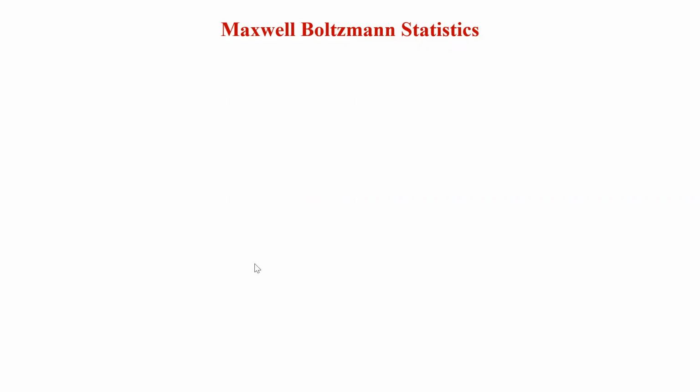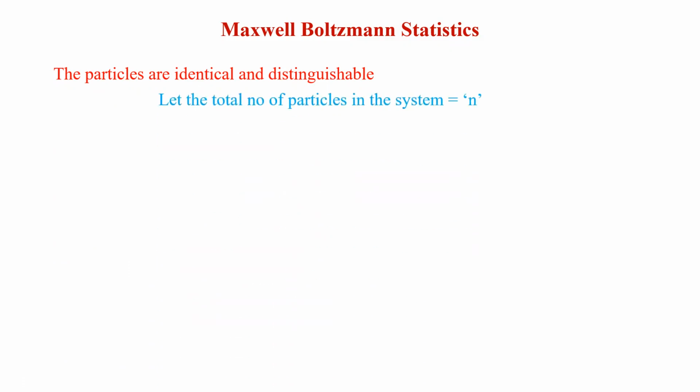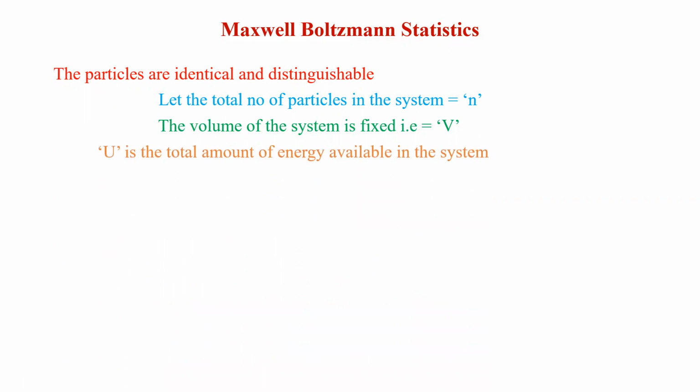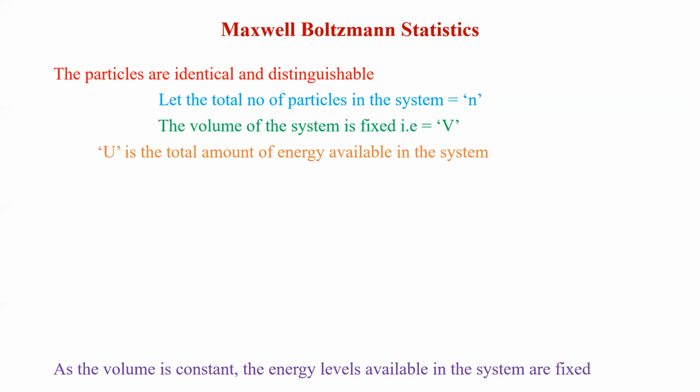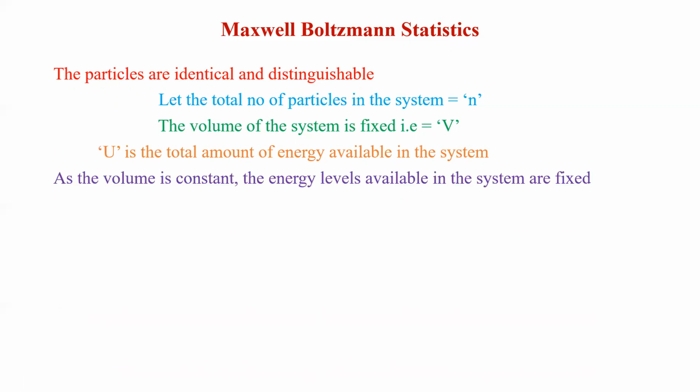Let us consider a system with particles which are identical and distinguishable. Let the number of particles in the system be N, and the volume of the system be fixed, that is V, and U is the total amount of energy available in the system that we are considering. As the volume is constant, the energy levels available in the system are also fixed.